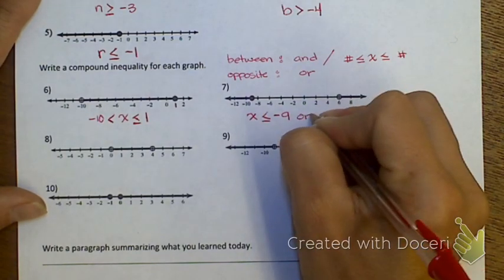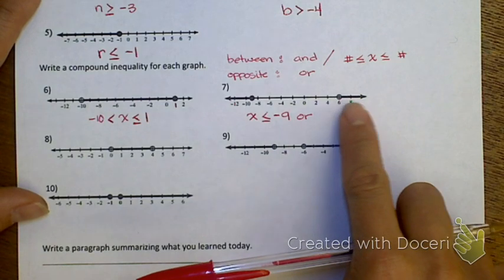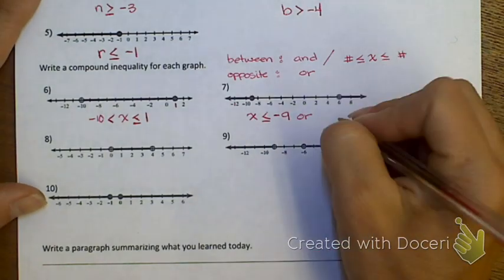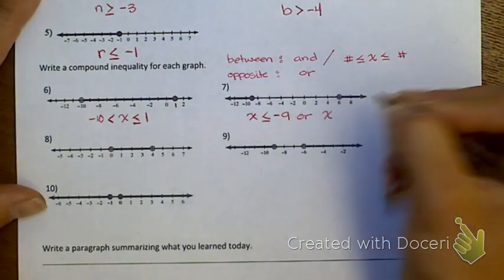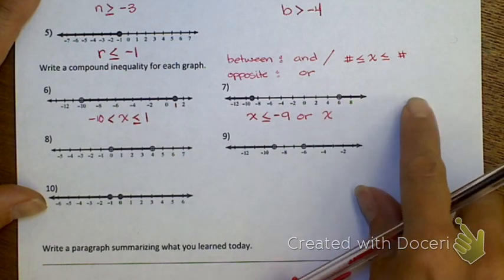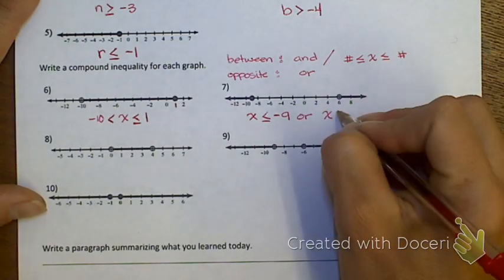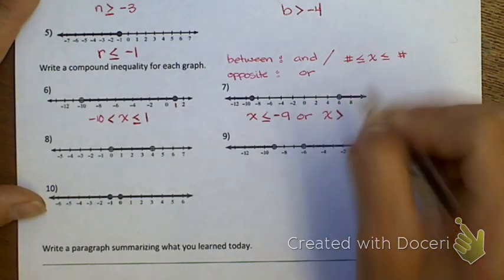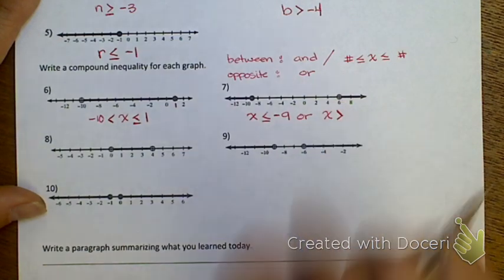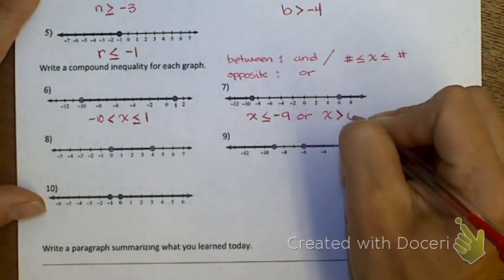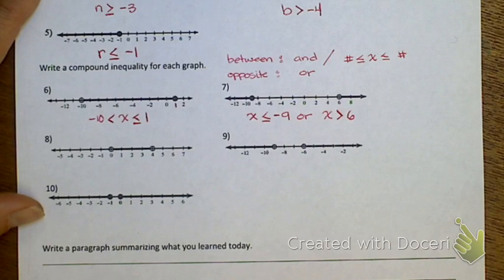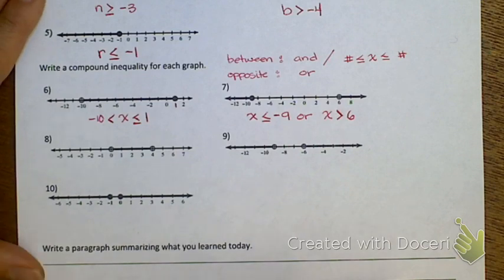Or I have this other inequality here. So in this one, x would be increasing here, so greater than, and it's an open circle, so I'm not going to draw a line there, greater than 6. Okay, let's take a look at number 8.